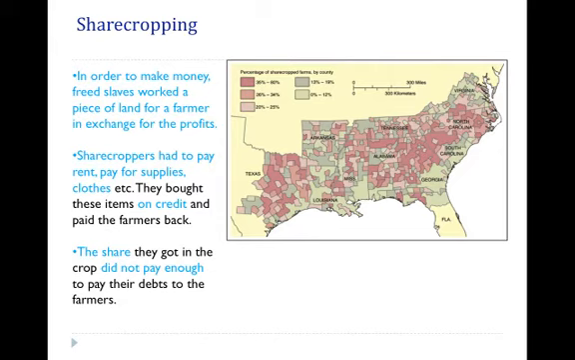Sharecropping was a way that African Americans could possibly make money if they couldn't find jobs after they were granted their freedom. They would do pretty much the same job that they did as slaves, but they would be able to work a piece of land for farmers in exchange for part of the profits. They also had to pay rent, for their supplies to work that land, and also for any clothes or anything else that they needed.